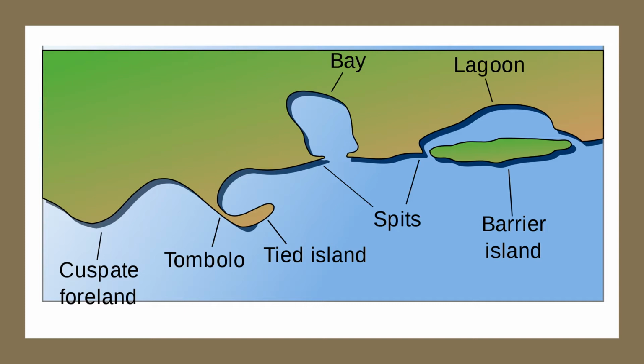and sometimes currents will drop sediments and create these little pointed areas called spits. And then same with a tide island or a tombolo. A tide island would just be, let's say there was an island out in the bay, and then more sediments got dropped and created a tombolo, which connected that island to the mainland, and that's called a tide island. And then I don't think your book talks about the cuspate foreland, so I'm not even going to address it.